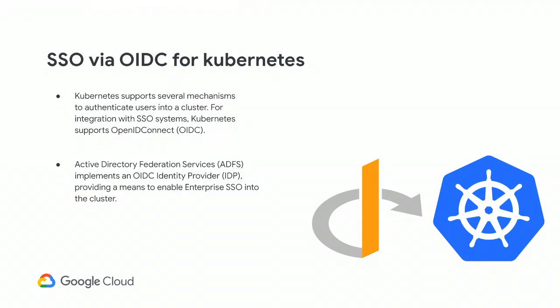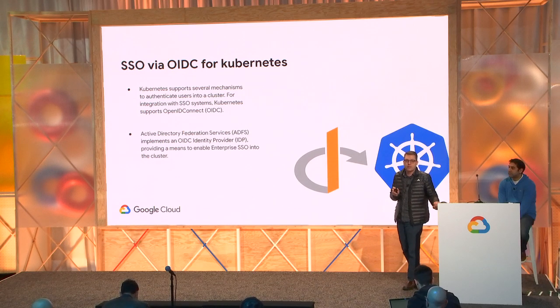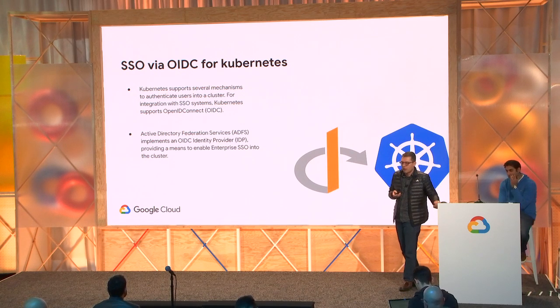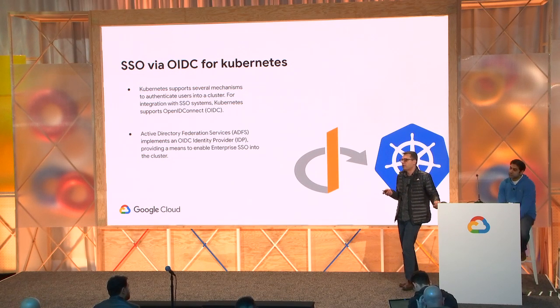Well, first, what is available in Kubernetes today? So Kubernetes supports several mechanisms to authenticate into a cluster. But for integration with SSO systems, Kubernetes supports in particular OpenID Connect, which is also known as OIDC. And Active Directory Federation Services, or ADFS for short, is a commonly deployed enterprise system, part of the Active Directory set of services, and it implements an OpenID Connect provider, or identity provider, or IDP. So this provides a means for us to enable enterprise single sign-on into a cluster.